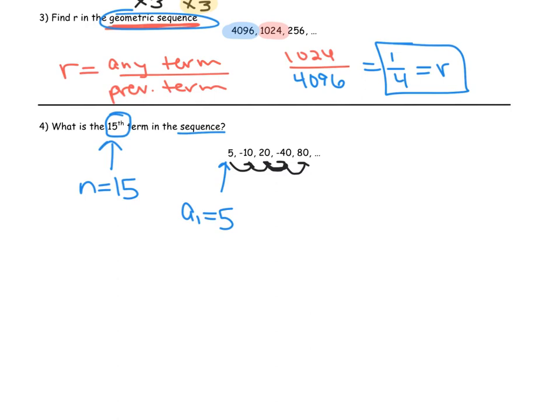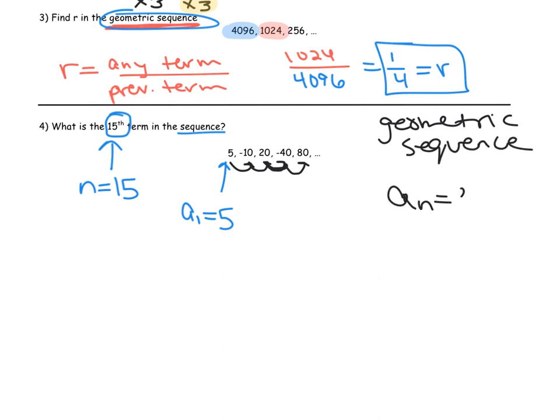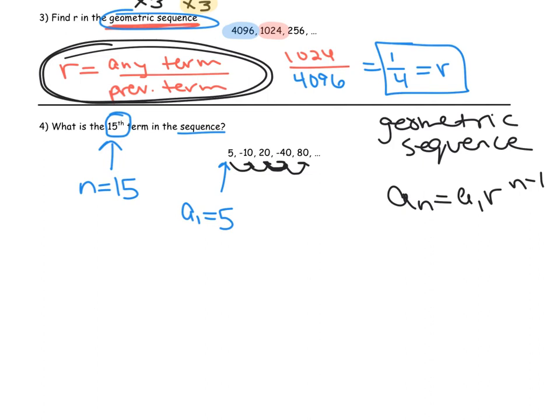So let me write down my formula again for a geometric sequence. We know that formula is a sub n equals a sub 1 times r to the n minus 1. We know this has to be geometric. So if I know this has to be geometric, I'm going to follow my formula here for r, where I'm going to take any term, so let's take that -40, and I'm going to divide it by the previous term. And we get -2. So that's what r equals.